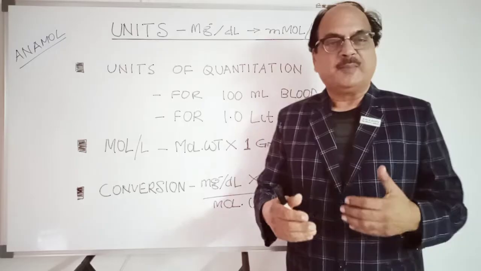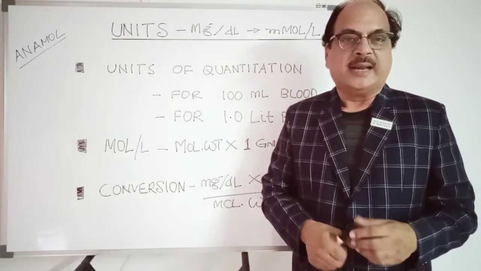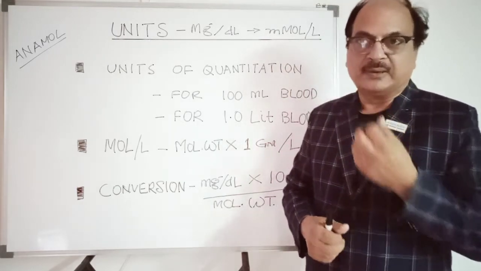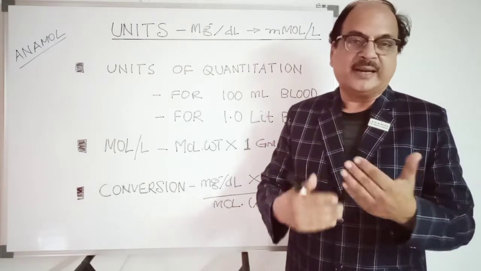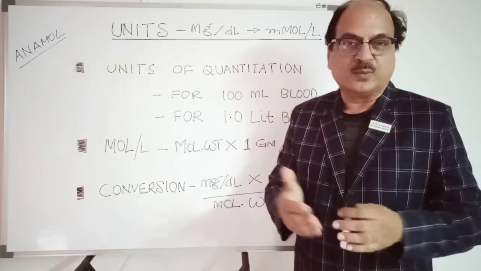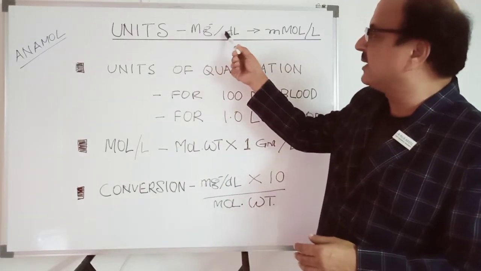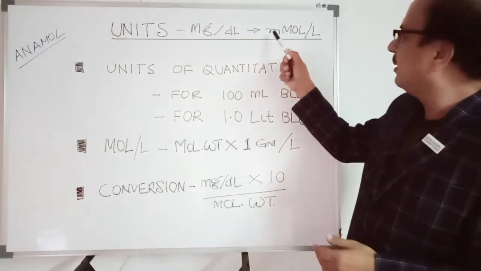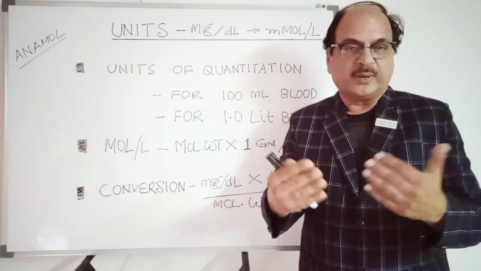I've been visiting pathology labs for a number of years, and I always find the technicians or the laboratory staff really get confused about two units of measurement. What are the two units and when are they used? The units are milligram per deciliter or millimoles per liter. Why do these two units come into the picture?